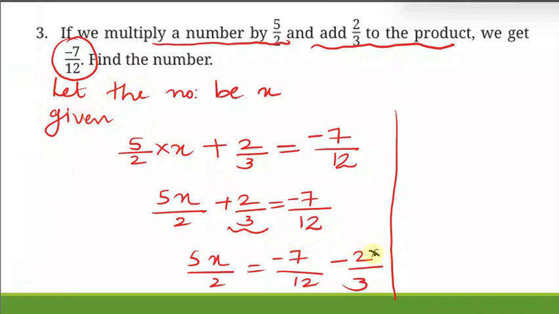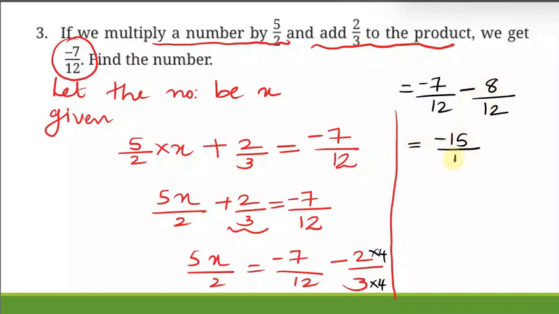So you are multiplying it by 4. Here also I multiply by 4. So what will I get? I will get minus 7 by 12 minus 8 by 12, right? So it will be minus 15 by 12. So 5x by 2 is equal to minus 15 by 12.